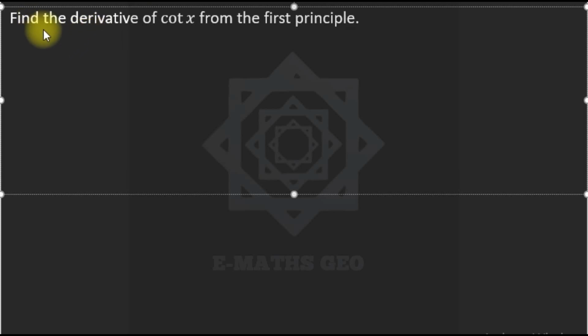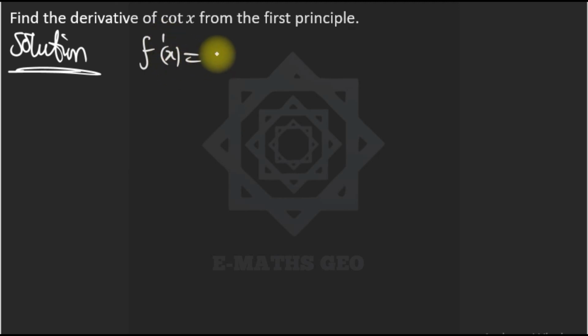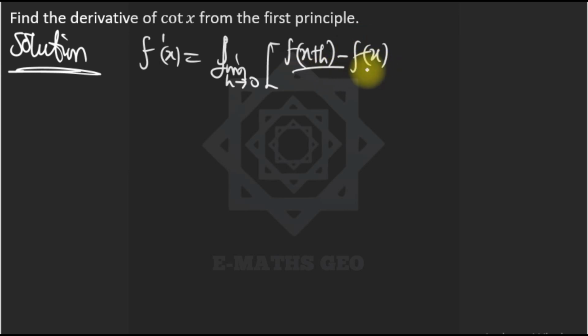Okay, welcome back. We are asked to find the derivative of cot x from the first principle. So, we know that the first principle says the derivative of any function, f prime x, is always equal to the limit of h tends to 0 of f(x plus h) minus f(x) over h. So that's it.